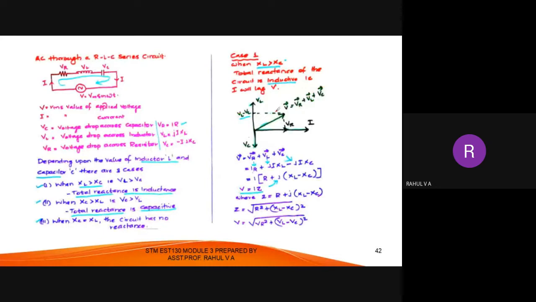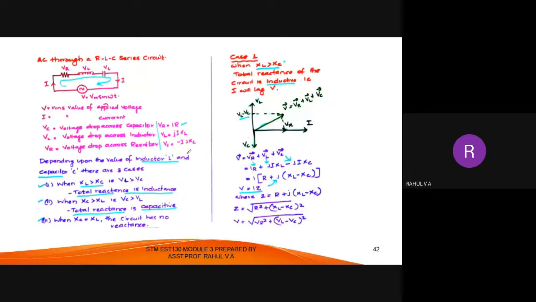Okay, you can see it here. So we have drawn it like that. The total resultant vector is VR plus VL minus VC. Then IR plus jIXL minus jIXC. And in total, I can take I outside: R plus j(XL minus XC). And here I should write impedance Z is equal to R plus j(XL minus XC).